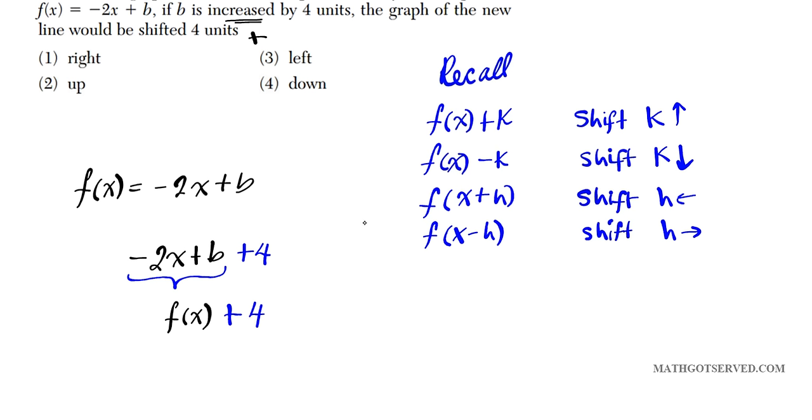Now when you add 4 to the function, what kind of transformation or shift is this? We are dealing with case number 1. Okay? That is a shift 4 units up. So plus 4, this is going to be a shift 4 units up. Okay? So that clearly shows us that our answer is option number 2.